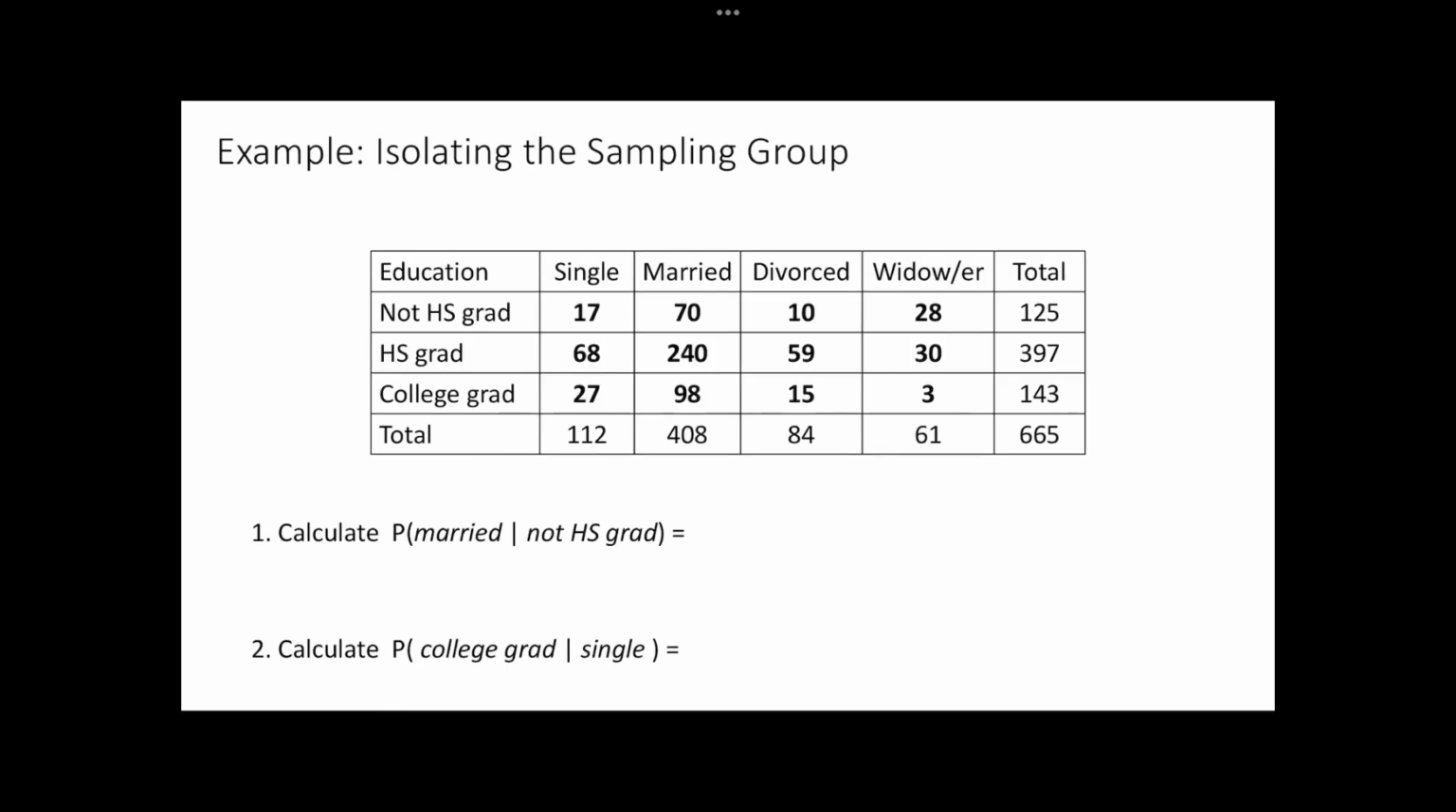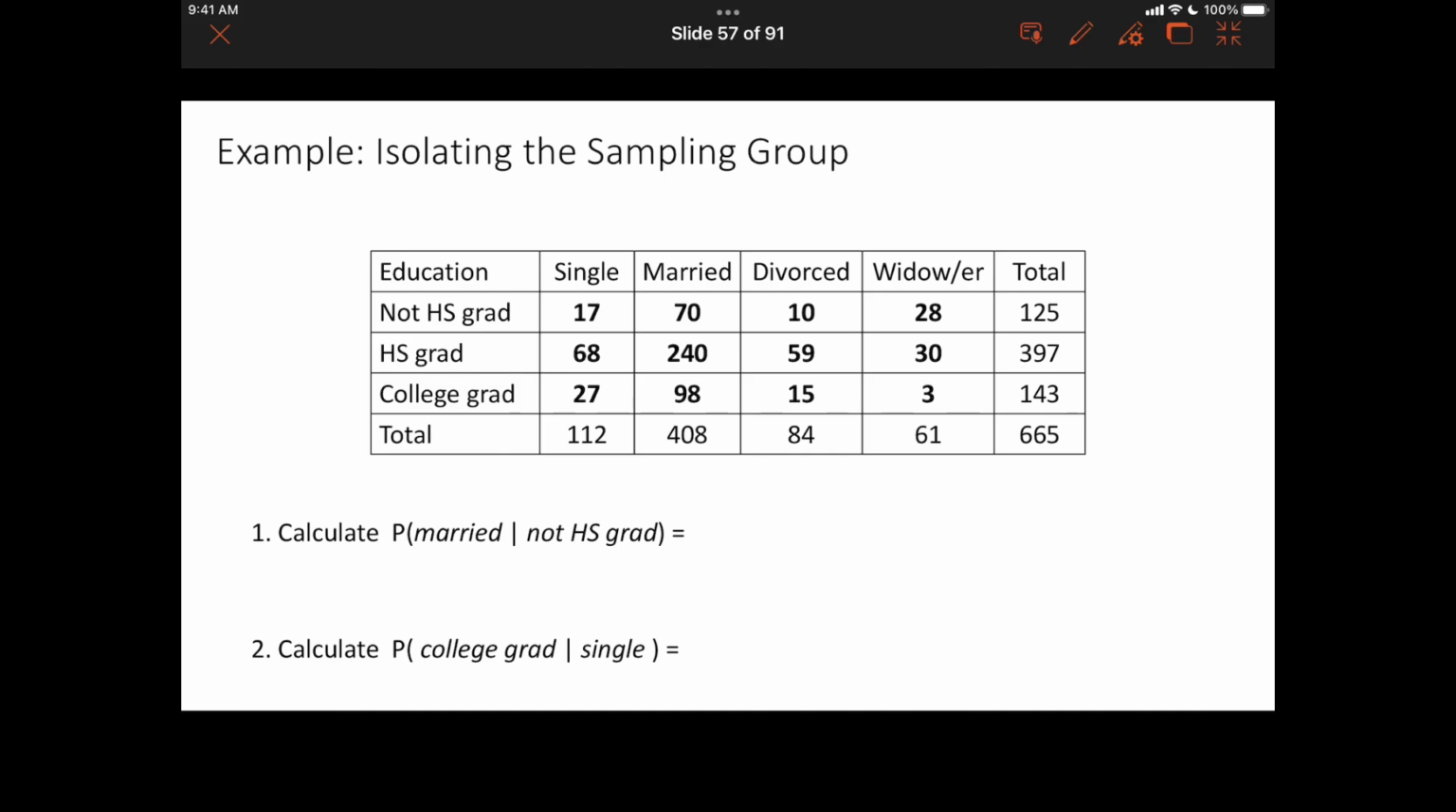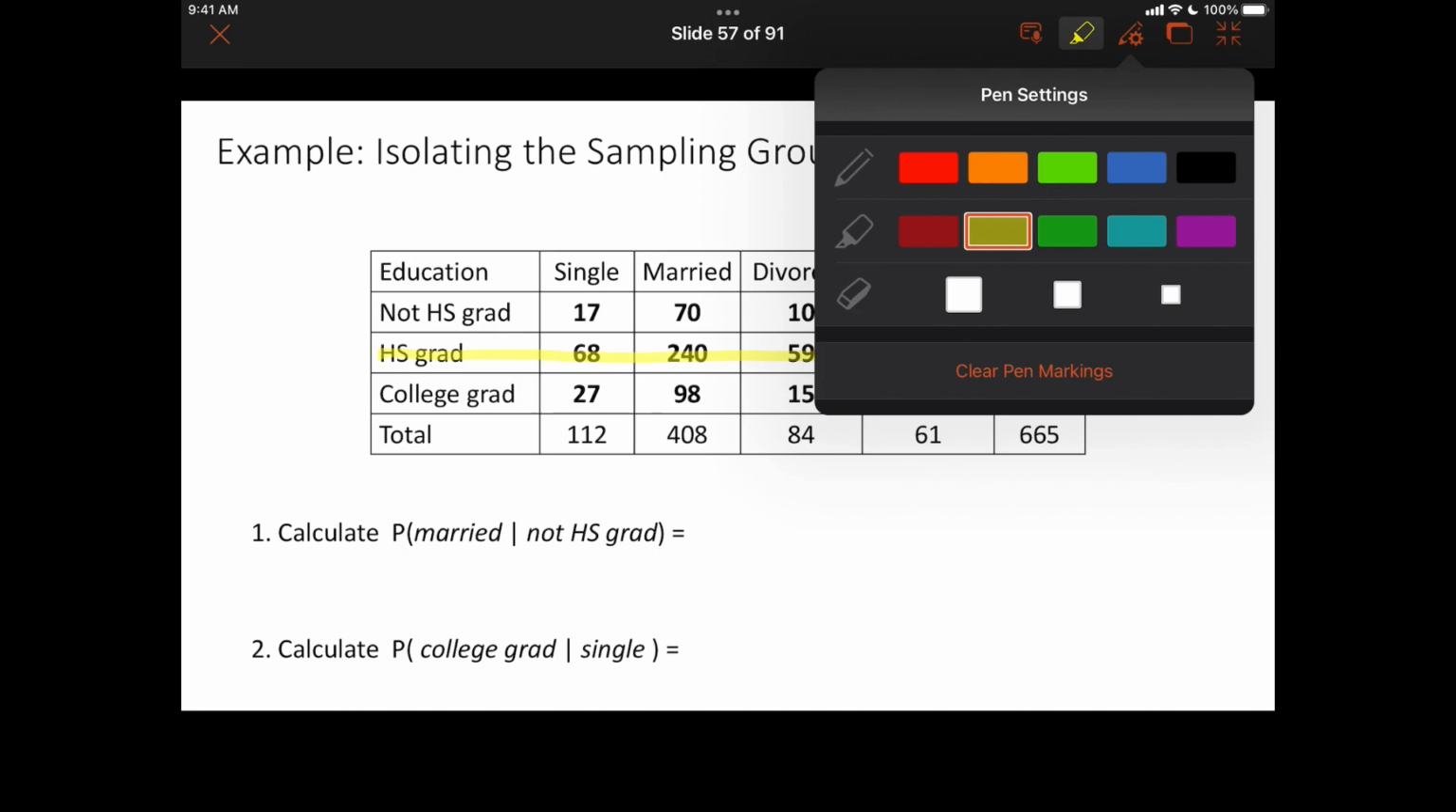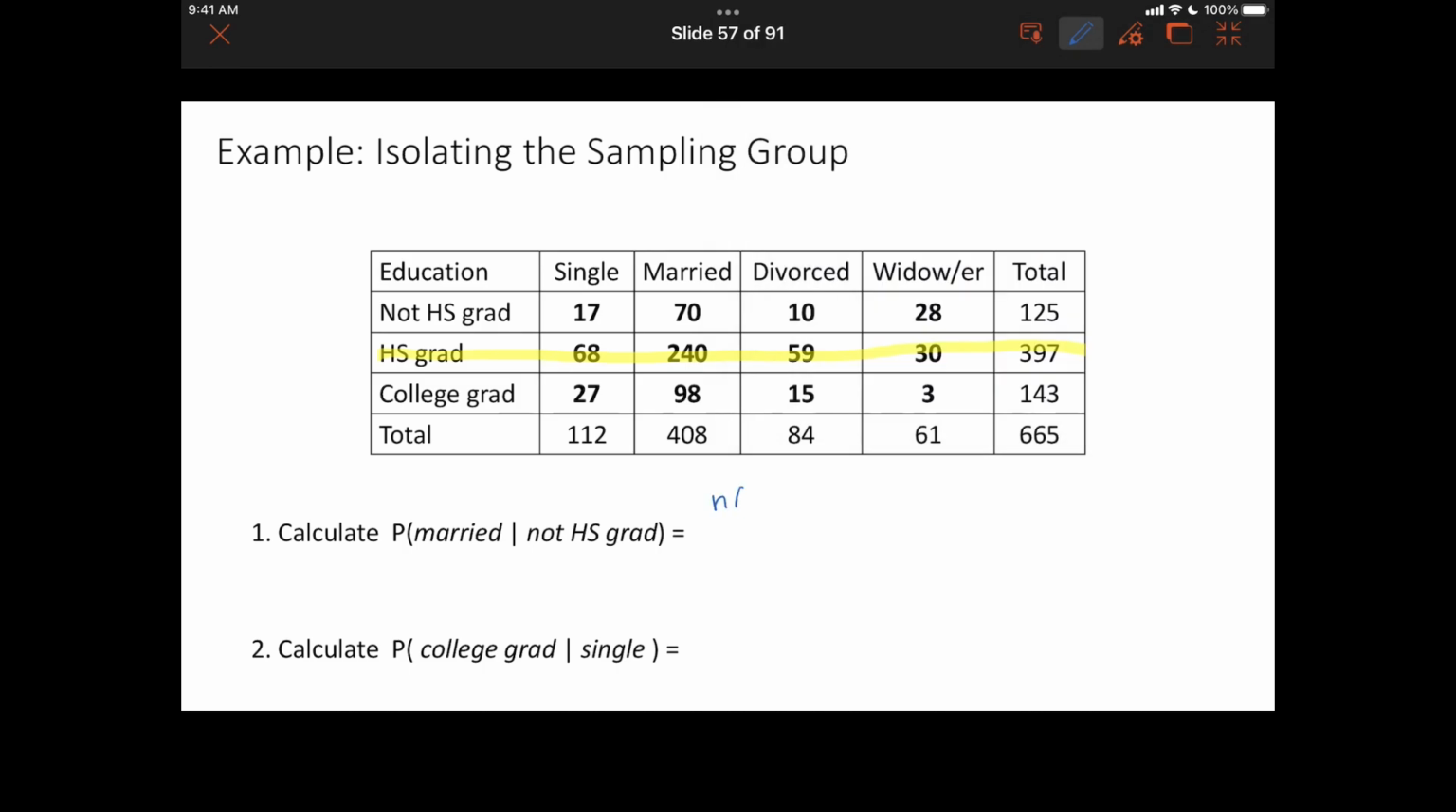So let's look at some examples again. So here's our table. Let's calculate the probability that someone is married, given that they are not a high school graduate. So here we are given not a high school grad, so we want to think of that as our universe. So I'm living here in the not high school grad. And so my formula says that's the number that were in the group that were married and, whoops, not high school grad. And now I see I highlighted the wrong row. Let's fix that.